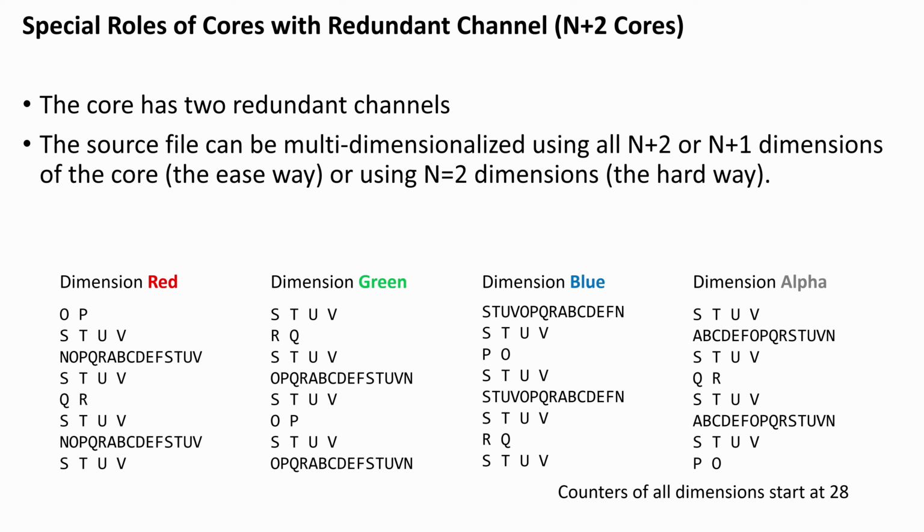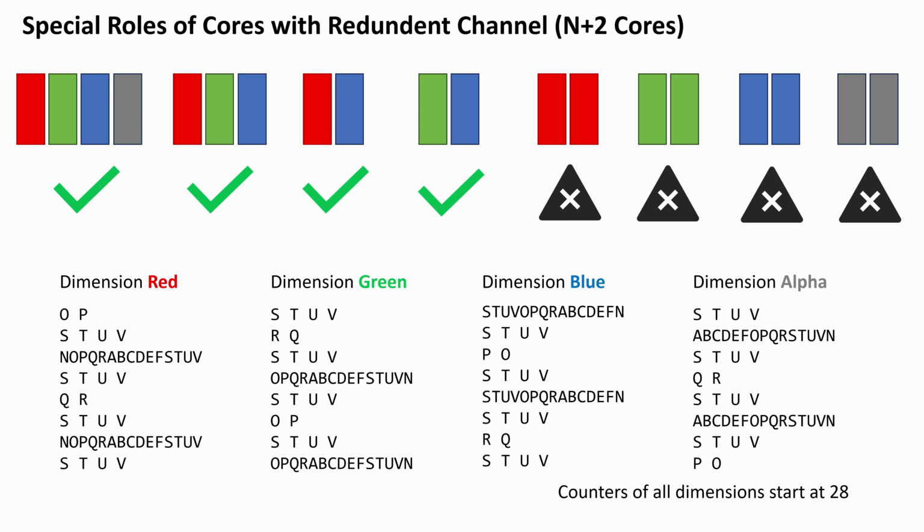For illustration, consider this 4-dimensional 2+2 core which can split any file using either all 4 dimensions, 3 dimensions, or 2 dimensions of different colors, but it doesn't work if only one dimension is used, even if it is used several times. Okay, now let's be even more specific.